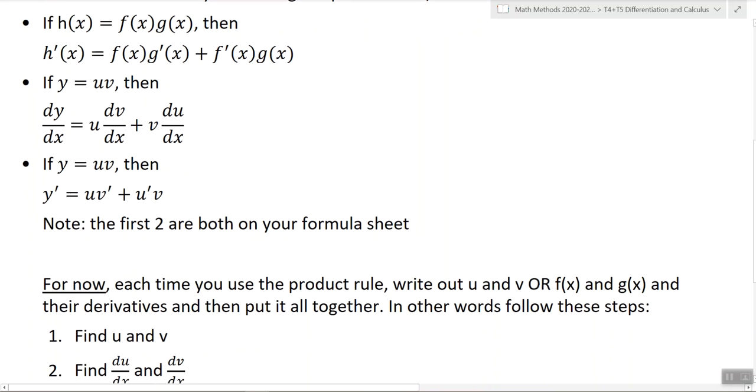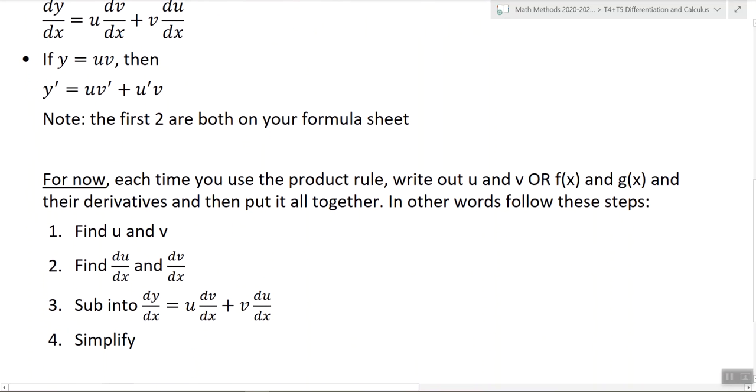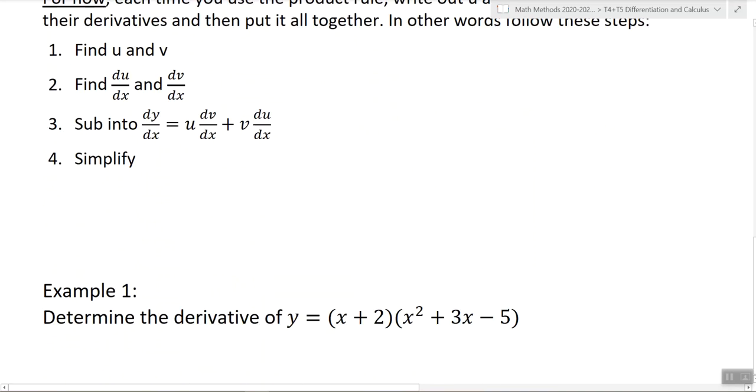Okay? So there's 4 steps to do this. The first step is to take the whole function and split it up into 2 functions that are being multiplied, yeah? So you assign one of them as u, one of them as v. You then find the derivative of both of those and then sub it into the equation. Okay? I'll show you what I mean.